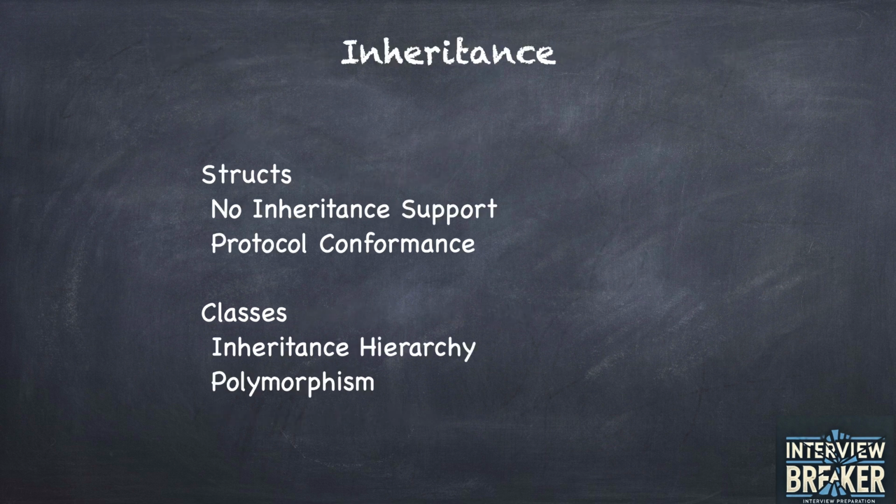Inheritance is another key difference. Structs do not support inheritance. They can't inherit properties or methods from other structs, but can adopt protocols. This is more about composition than inheritance. Classes support inheritance, allowing subclasses to inherit and override properties and methods of their superclass. This enables polymorphism, where a base class reference can refer to subclass instances.